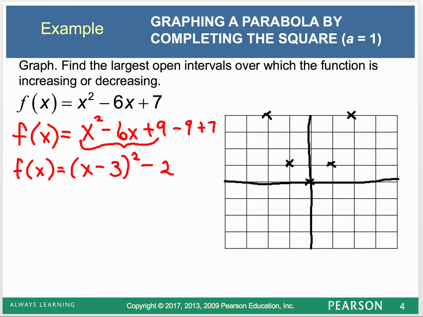Okay, so I'm going to take every one of those points and move it right 3 and up 2. Okay, 1, 2, 3, up 2. 1, 2, 3, up 2. 1, 2, 3, up 2. 1, 2, 3, up 2. 1, we're going to say 2, 3.